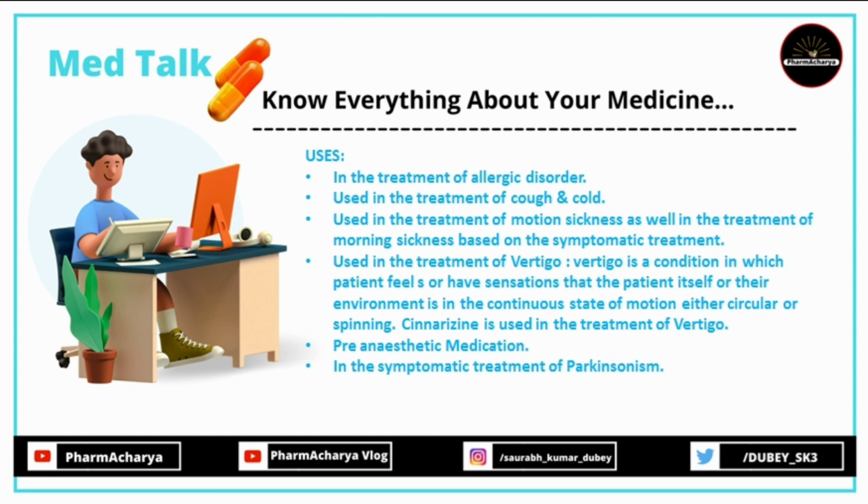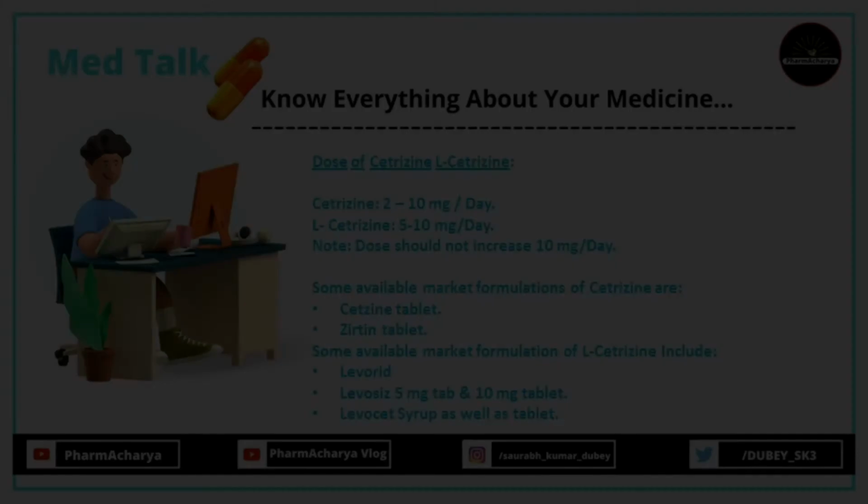Vertigo is a condition in which the patient feels or has sensations that the patient or their environment is in a continuous state of motion, either circular or spinning. Cetirizine is used in the treatment of vertigo. They are used in pre-anesthetic medication and symptomatic treatment of Parkinsonism.